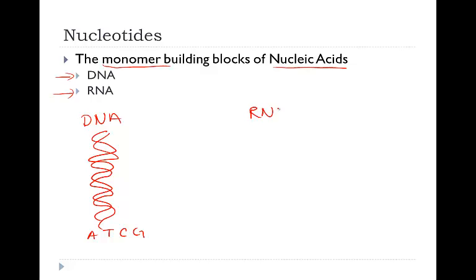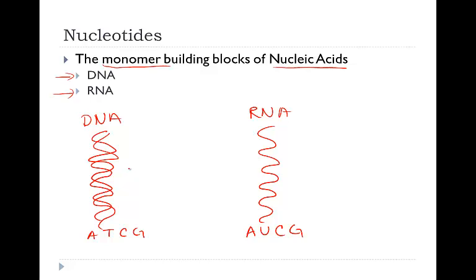RNA, on the other hand, is a single-stranded polynucleotide or nucleic acid, and it is made of the nucleotide monomers A, U, C, and G. That's adenine, uracil, cytosine, and guanine. And they actually have a direct connection in that DNA stores the hereditary information for life and is used to pass that information from generation to generation of cells and generation to generation of organisms.